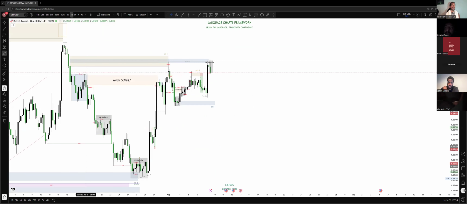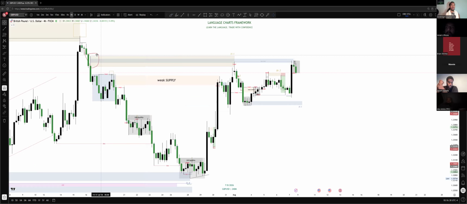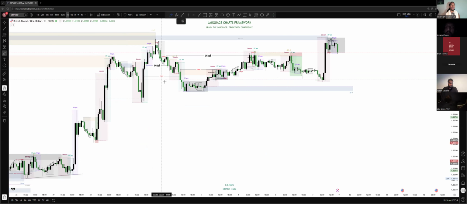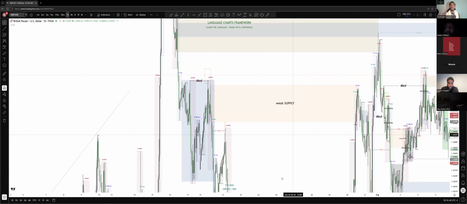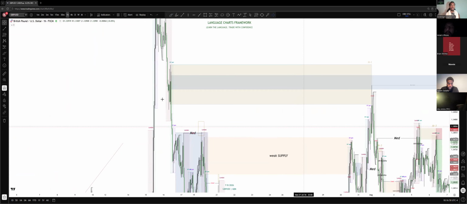You could see within the 4 hour, there was this big wick right here. We want to understand what's the significance of this big wick? Well, this big wick, if we go to the 1 hour, we could see was a 1 hour supply zone. These are things that you might have traded already, but I'm just giving you the context.